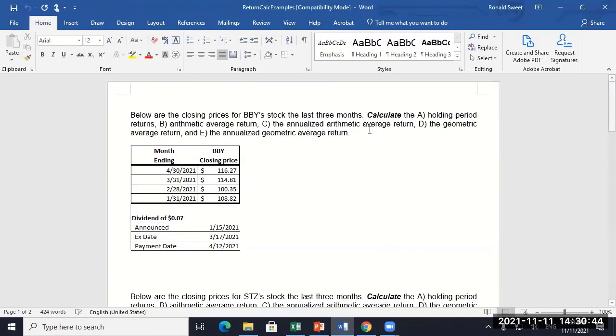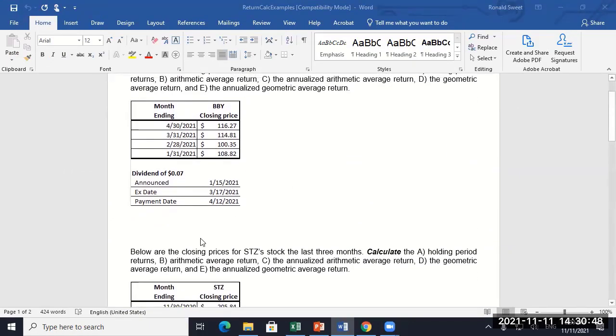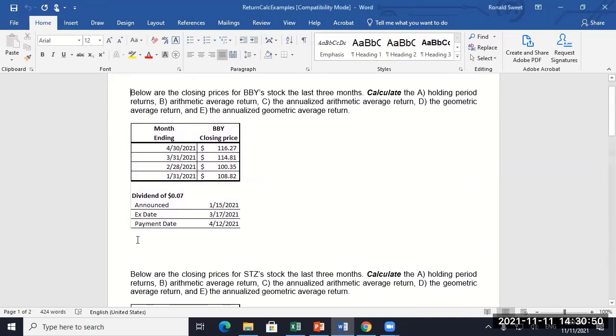So y'all work these problems. These are actual problems off the exam. What I do on the exam is I pick a company, and then the whole exam's about that company. So whether it's their bonds or their stocks or their return or their relative value or whatever, it's about that company. So this particular time I did Best Buy. So what did y'all get? What do we have to do?